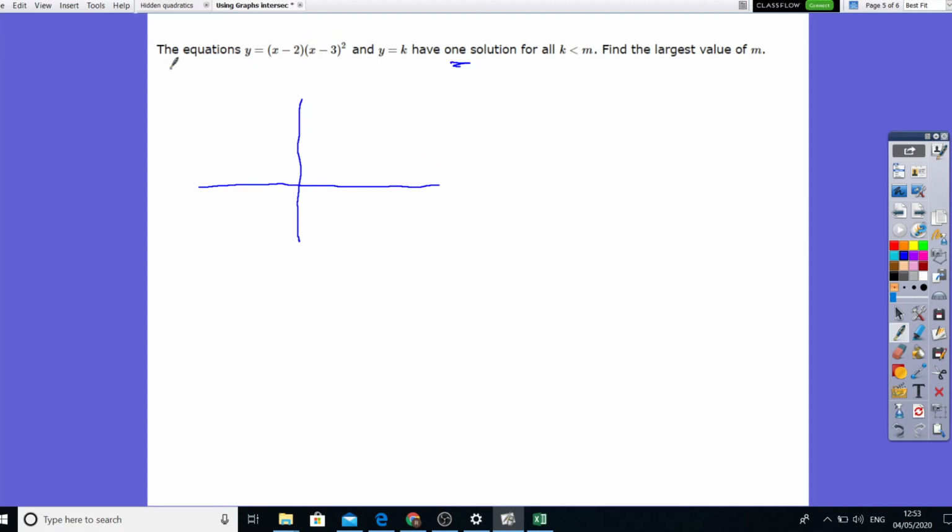It is a positive cubic, so it's going to be going upwards, reaching for the sky. The roots are going to be: you're going to have a root at x equals 2, and you're going to have 2 roots at x equals 3. So one root there and 2 roots at 3. When x is 0, that's going to be minus 2 times minus 3 squared. 3 squared is 9, so that's going to go through minus 18. It's going to cross there.